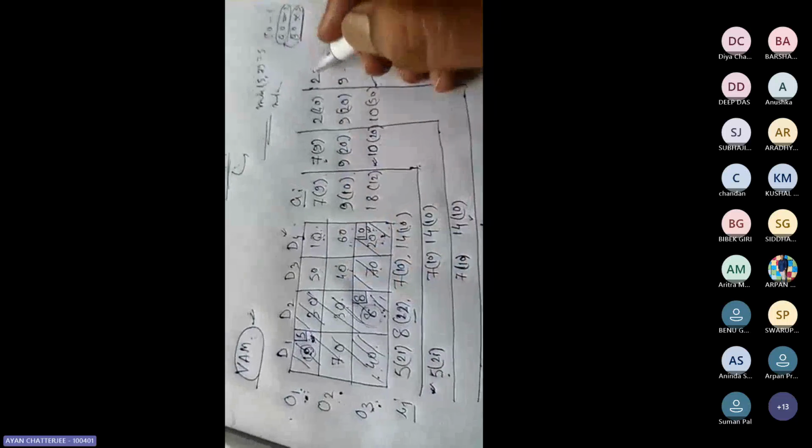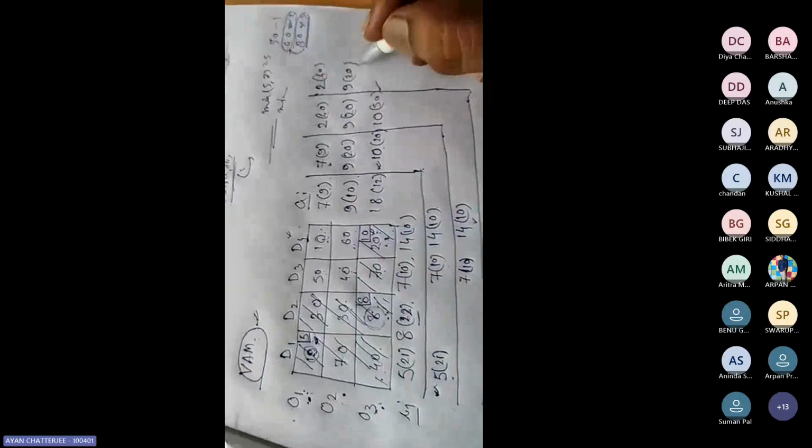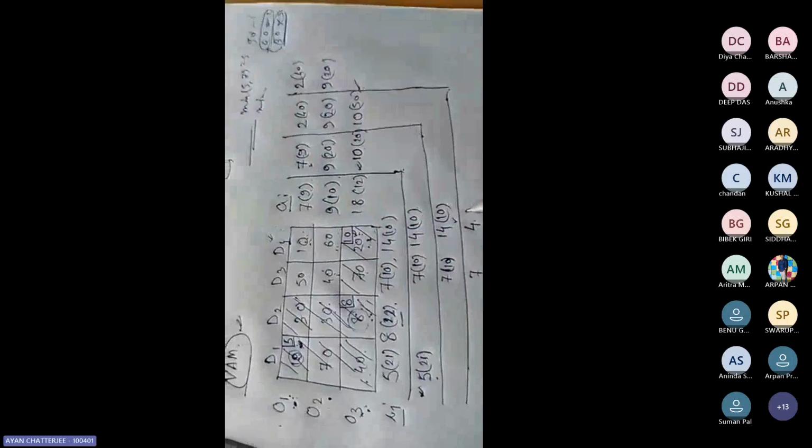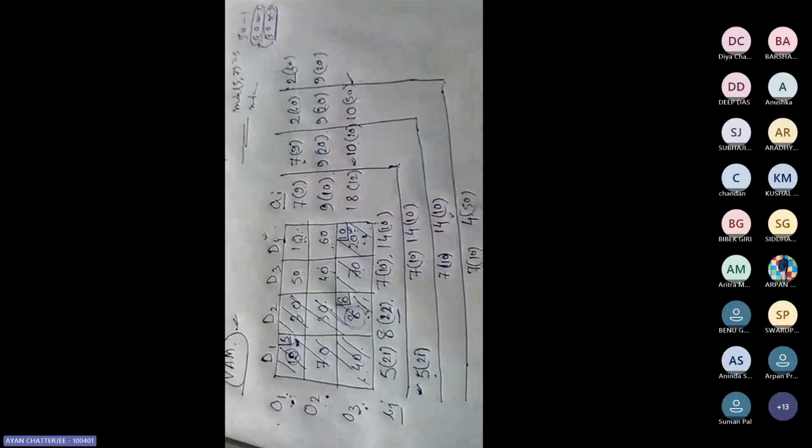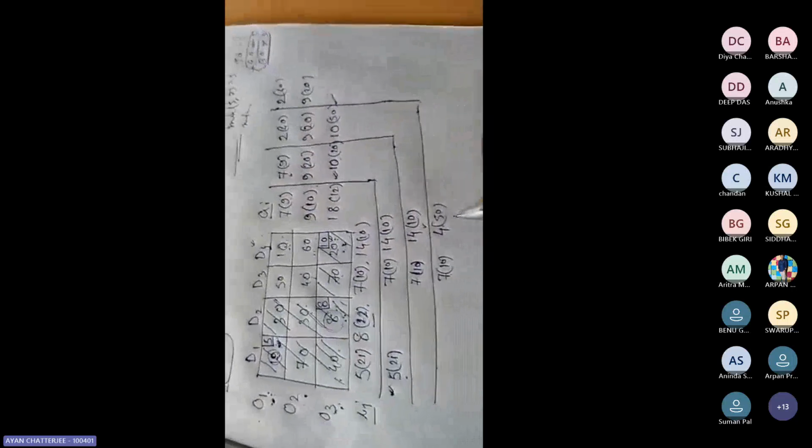So 50 and 10, the value is like 40, right? 60 and 40, it is like 20, and again 40 and 60, that is like 50. 10 and 60, it will be like 50, and next 40 and 50, the value is 10. So the maximum value is 50. Maximum value is 50, right?